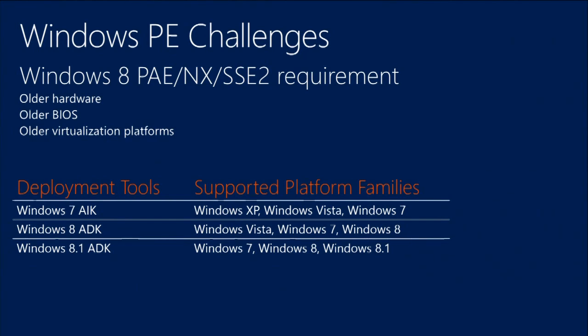The problem here is that Windows PE uses the same kernel as Windows 8, so it had those same requirements. So if you were trying to boot a boot image on either older hardware or maybe hardware with an older BIOS that didn't support this functionality, even if the hardware did, or certain virtualization platforms, you wouldn't be able to boot if they didn't meet these requirements. So that became a big challenge for a lot of customers who upgraded to SP1 and suddenly weren't able to deploy to some types of hardware or virtualization systems.